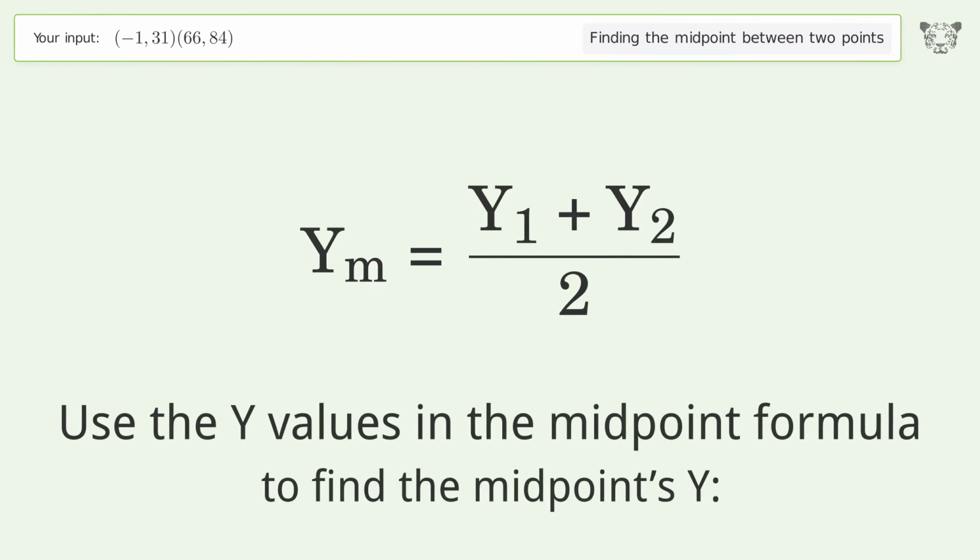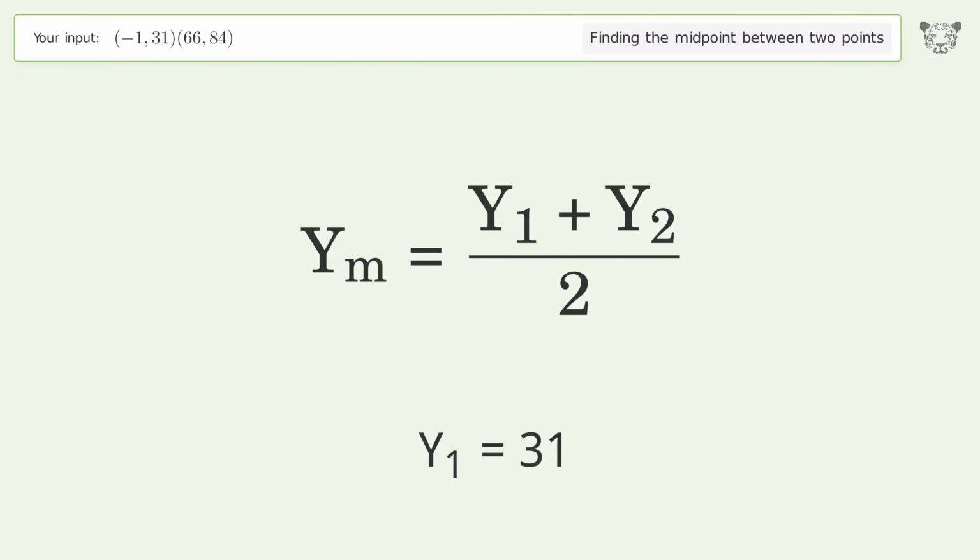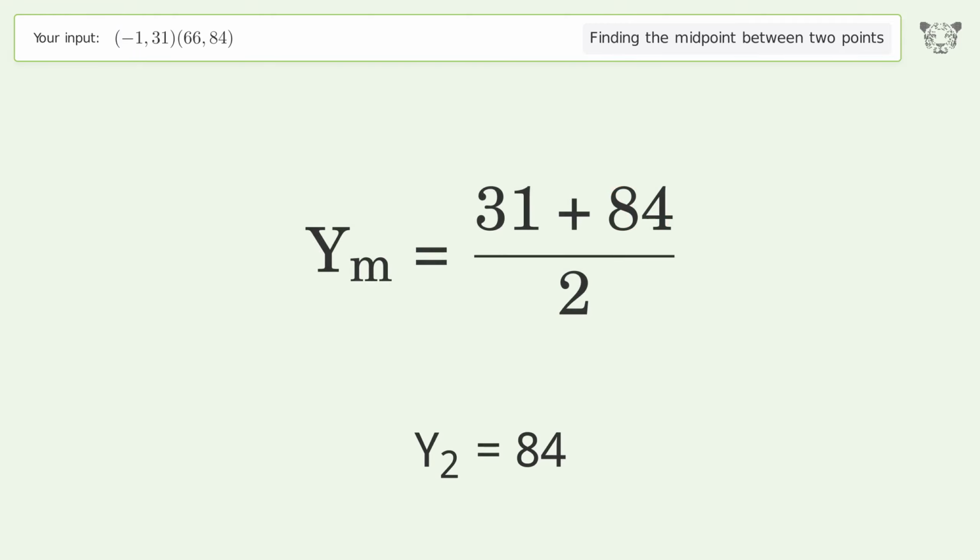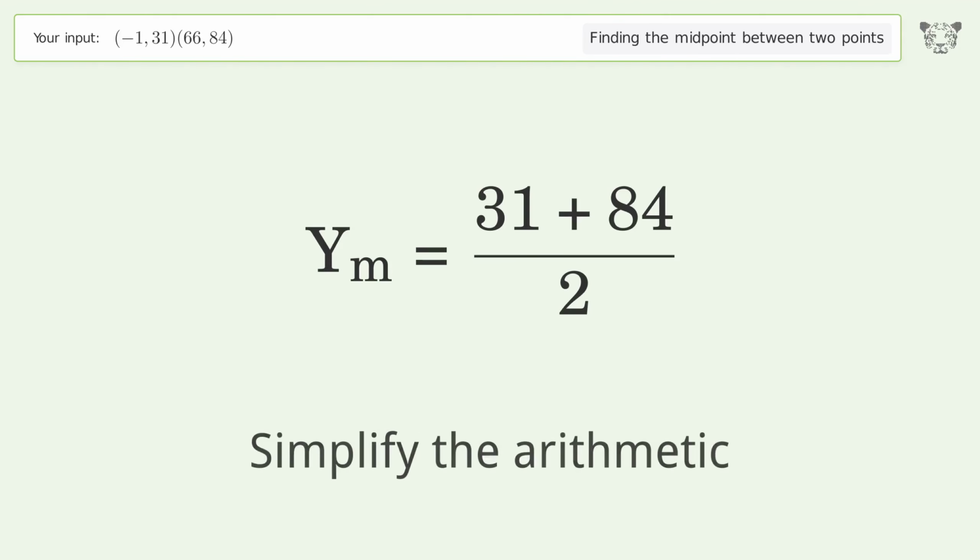Use the y values in the midpoint formula to find the midpoint's y. y1 equals 31. y2 equals 84. Simplify the arithmetic.